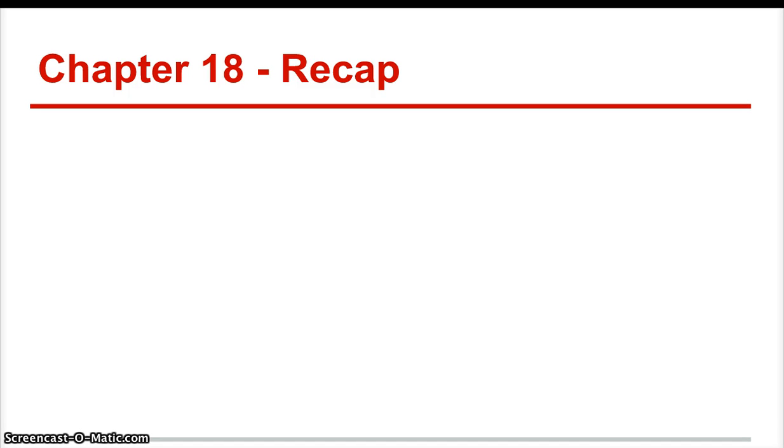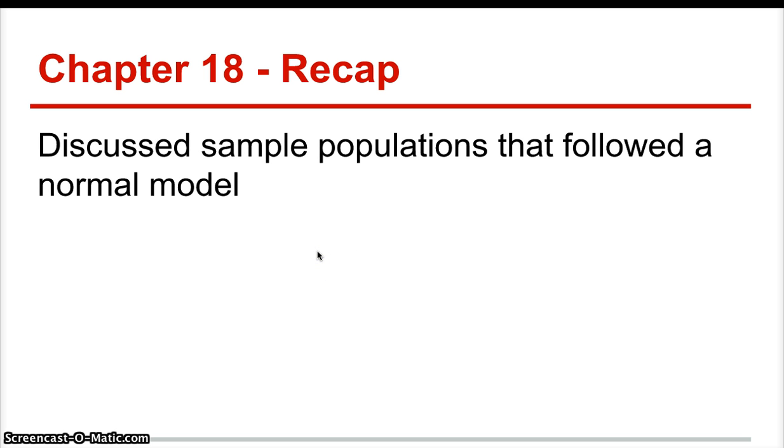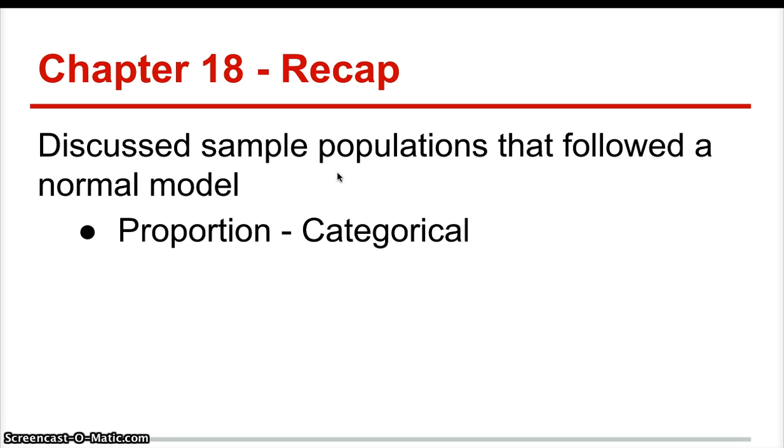Okay, so what I'm going to do now is just recap what we discussed and learned in chapter 18. The first thing we learned was that we discussed sample populations that followed a normal model. There were two different types of populations you could have. You could have a proportion, which dealt with categorical, and then there was a mean, which dealt with quantitative.